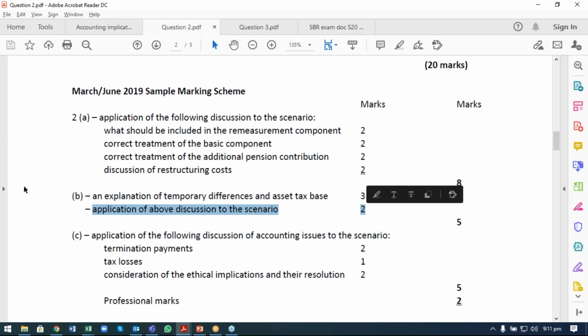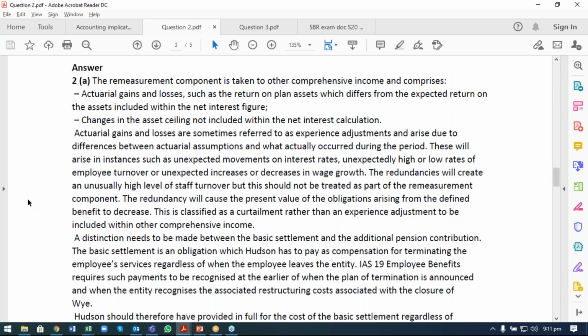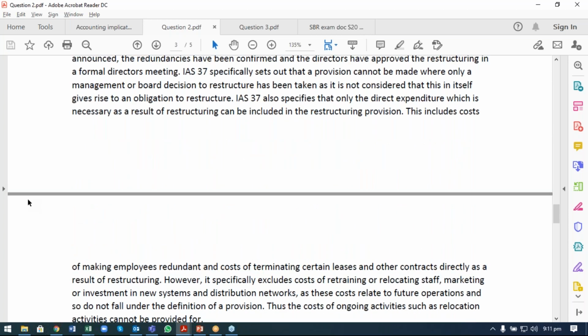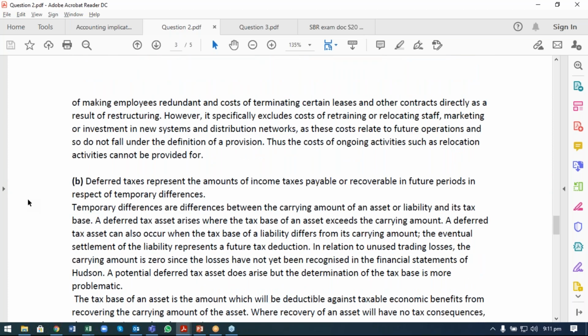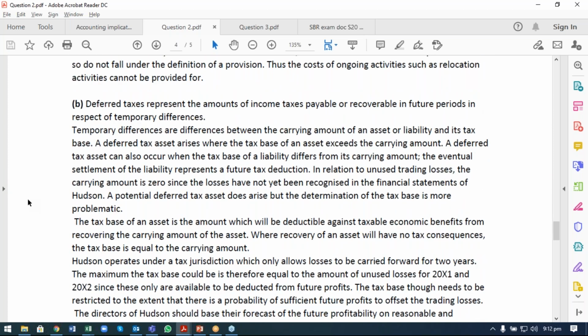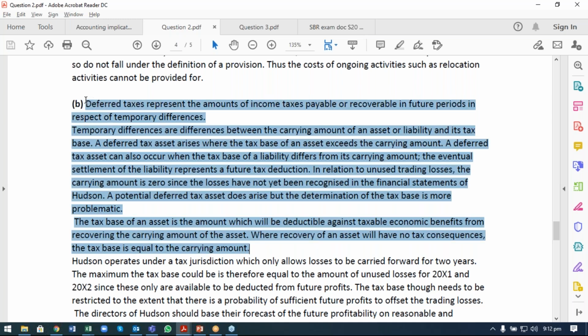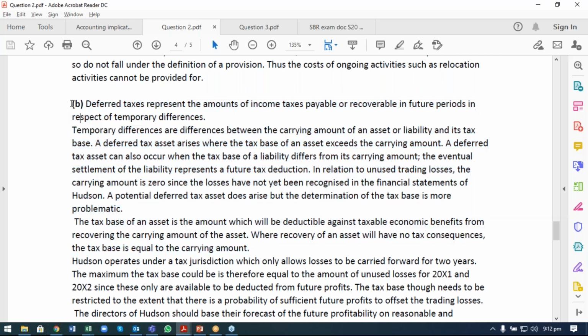You can see here, if you have explained what deferred taxes actually mean and how temporary differences should be calculated, you can easily gain 3 marks. I believe even this discussion is something that gives you around 3 marks easily. You can secure 3 marks with just this explanation.